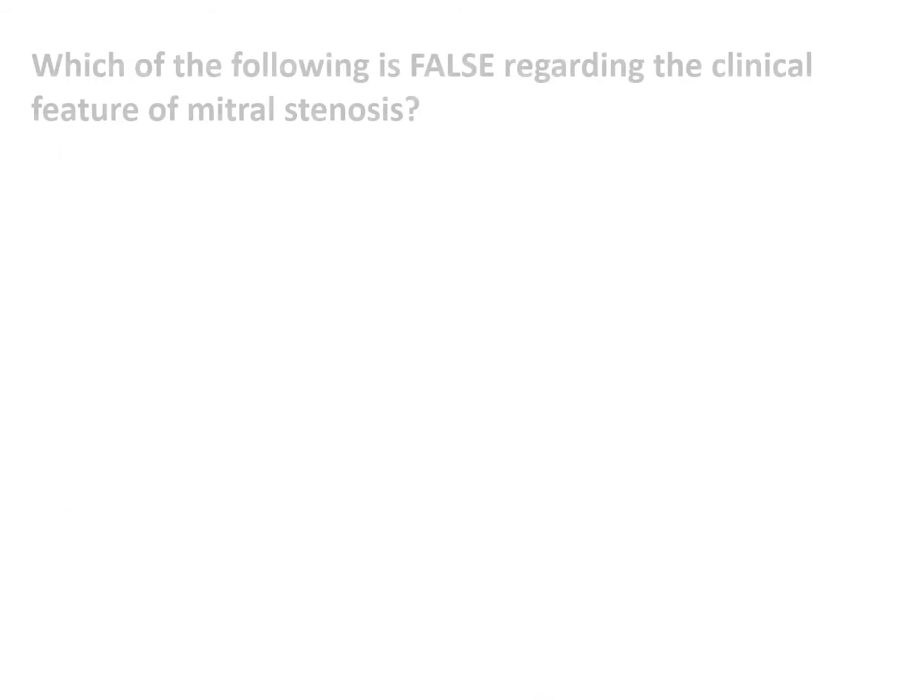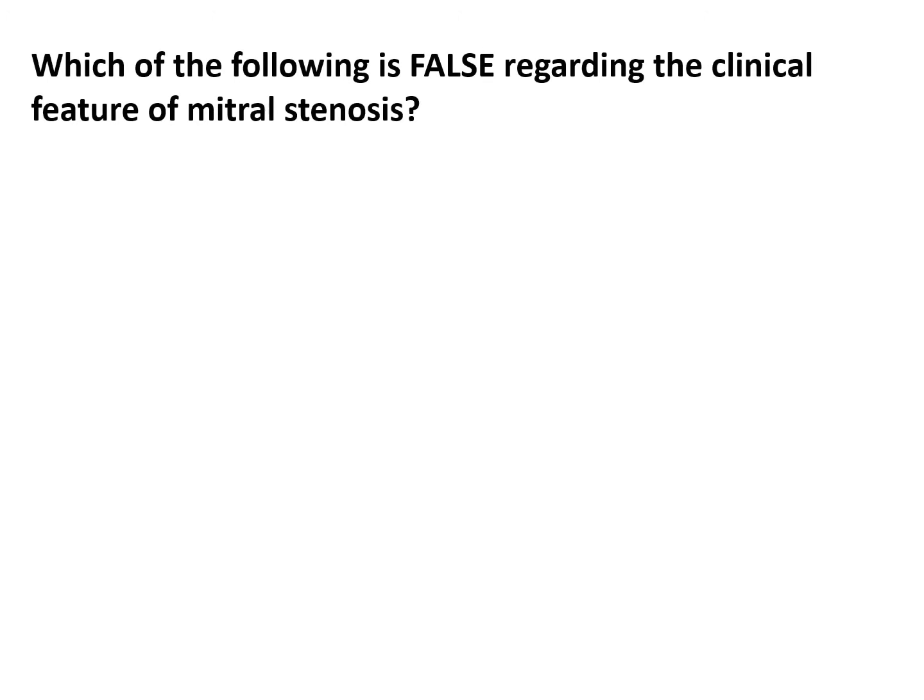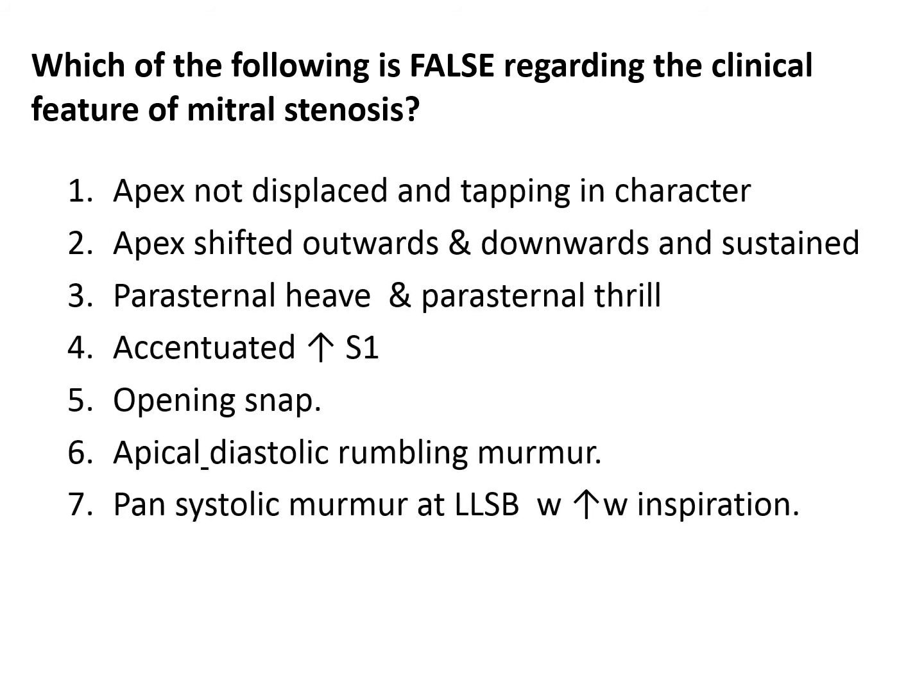Another question: which of the following is false regarding the clinical feature of mitral stenosis? Apex is not displaced and tapping in character. Apex is shifted outwards and downwards and sustained. There is parasternal heave and parasternal thrill. Accentuated first heart sound. Opening snap. Apical diastolic rumbling murmur. Pansystolic murmur at left lower sternal border, which increases with inspiration.